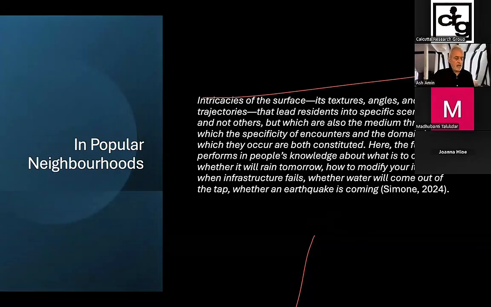So for Simone, the surface, its textures and angles and trajectories, leads residents into specific scenarios and not others. It's the medium in which the future performs in people's knowledge about what is to come, whether it'll rain tomorrow or how to modify your itinerary, whether water will come out of the tap, and so on.